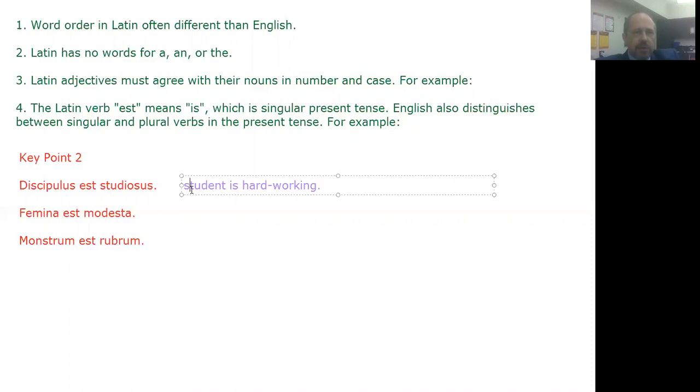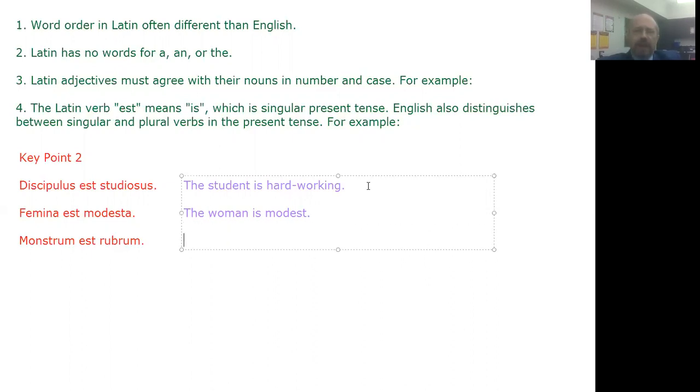And this goes to key point number 2. The student is hardworking. That makes sense in English, all right? When we move to my next sentence, one-for-one correspondence, I get woman is modest. Again, not a good English sentence. The woman is modest. Or I could put a woman is modest. I mean, either one, really, right?